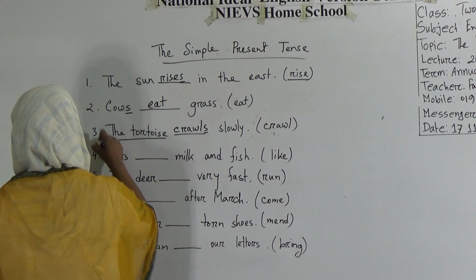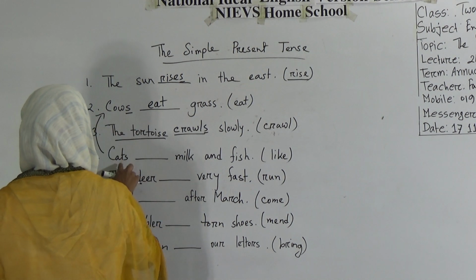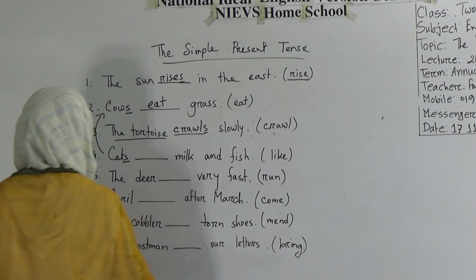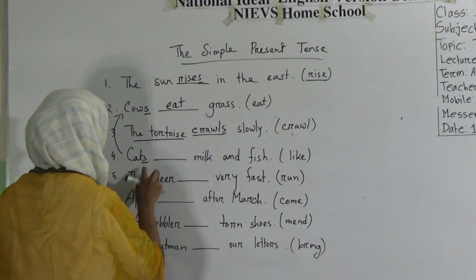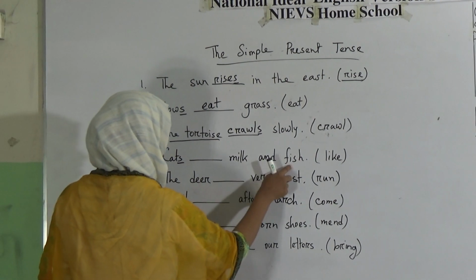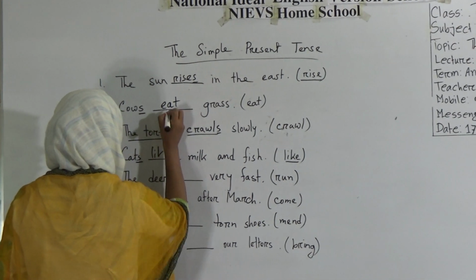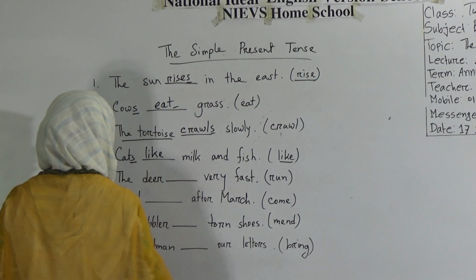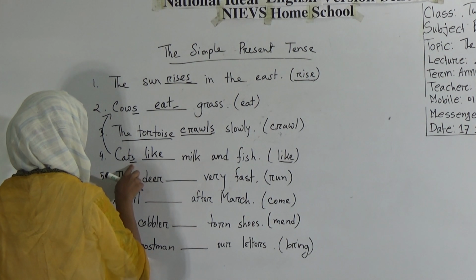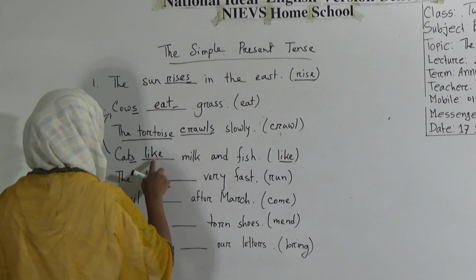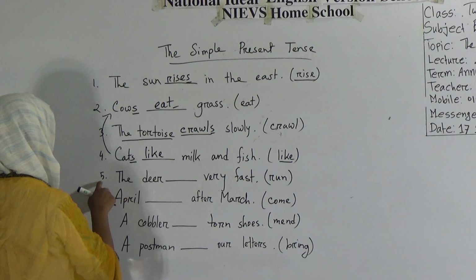Number 4, cats. It is also like number 2. Cats is also plural because it has s, more than one cat. Cats dash fish. So our verb will be like, because it's plural and the simple present tense. Cats like fish.